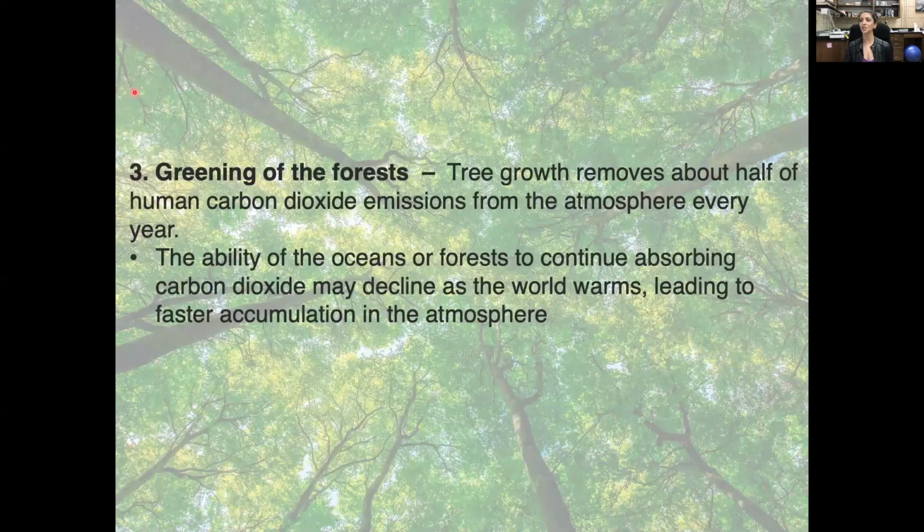Number 3 is the greening of forests. This goes hand in hand with the feedback of precipitation. Tree growth today removes about half of the human CO2 emissions from the atmosphere each and every year. And the ability of the oceans or forests to continue absorbing carbon dioxide may decline as the world warms, leading to faster accumulation in the atmosphere. So even though precipitation may promote plant growth, we need to have sustained forests that are protected from deforestation in order to have that lasting benefit of a green forest.